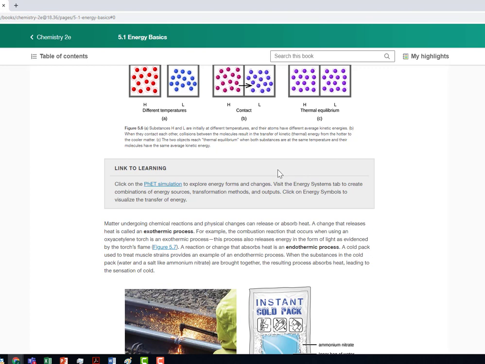I want to end this video with a few additional definitions for some of these changes that can occur. We can have a process within an object where we are either releasing or absorbing heat. This is often due to either a chemical or physical change. So we have some terms here. An exothermic process is a change that will release heat to the surroundings. Heat is coming out of the object or the place where the change is occurring, going into its surroundings.